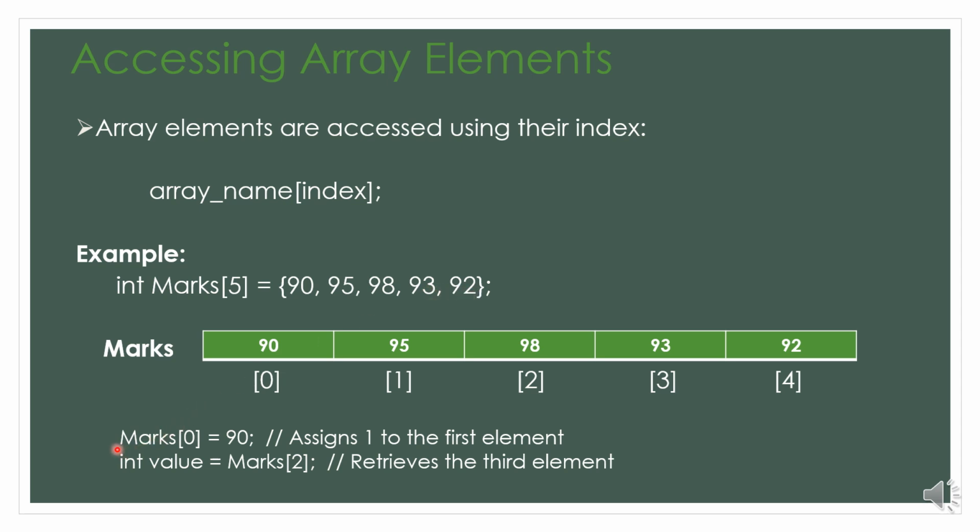So now we access the 0th index value. Already the syntax is here. So here marks[0] assigns the first element of the array. So in this array, marks[0] value is 90. Then value equal to marks[2]. Array index always starts with 0. So at the first index we store the value 95, at the second index we store the value 98. So for this example, it retrieved the third element, that is the value 98.